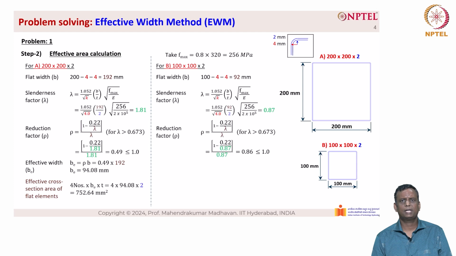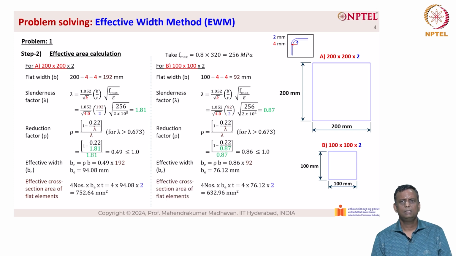So we have to use a reduction factor rho, which is equal to 1 minus 0.22 divided by lambda, divided by lambda. When we run the numbers, we get 0.86, which is less than 1.0. Here, 0.86 indicates 86% of the width is effective. So rho into b equals 0.86 into 92, which is equal to 76.12 millimeters. Now, we have 4 into b effective into the thickness: 4 into 76.12 into 2, which is 632.96 millimeters square.